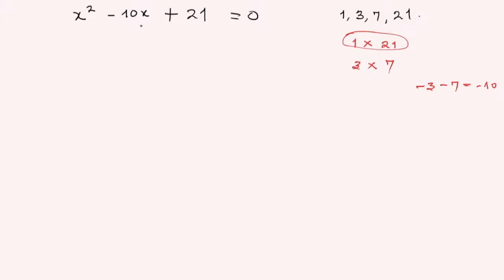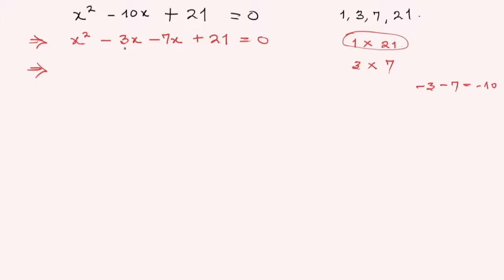So if we rewrite this expression, we'll have x squared minus 3x minus 7x plus 21 equals 0. Minus 3 minus 7 is the same as minus 10. We've not changed the value, the essence of this equation. We've only rewritten it in terms of factors of 21. So we can go ahead and do our factorization.